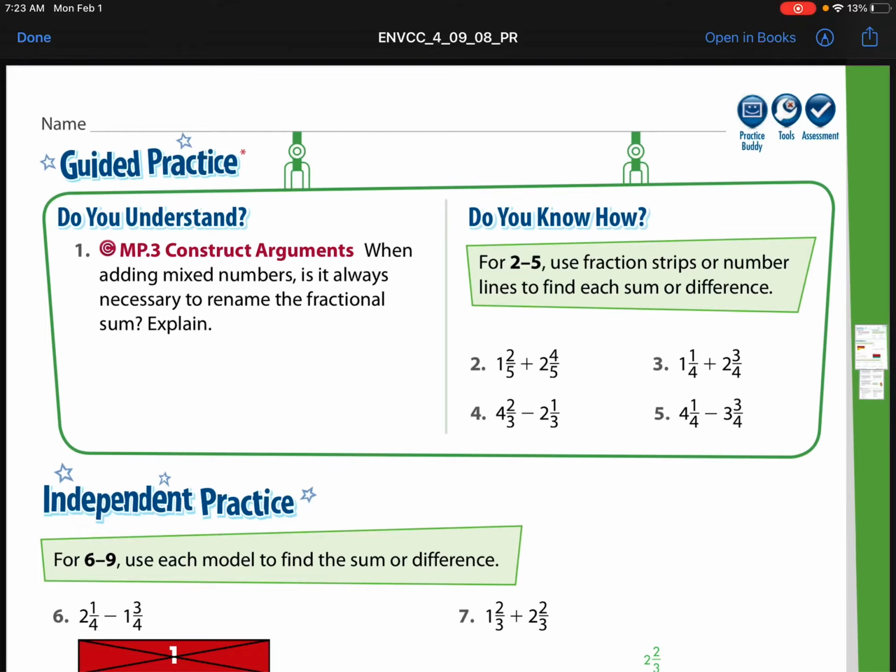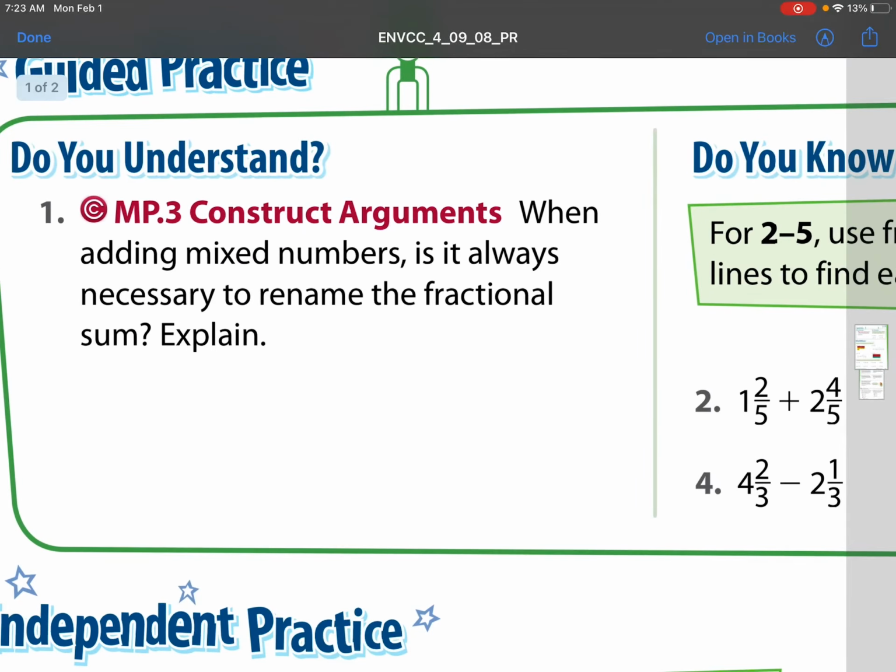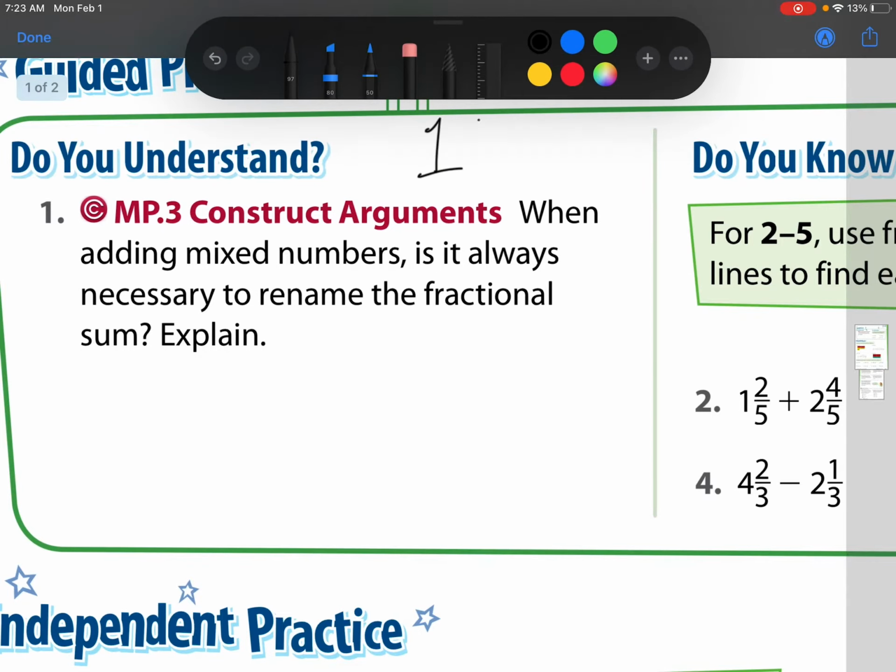We're on lesson 9-8, guys, which is on modeling for adding and subtracting fractions. And what's going to be different about this is we're going to focus wholly on mixed numbers. So, looking at question number 1, it says, when adding mixed numbers. So remember, a mixed number is whenever we have a whole number and we have a fraction. And we call it mixed because we're mixing a whole number with a fraction.